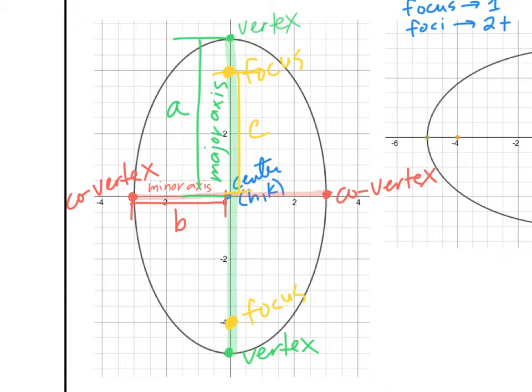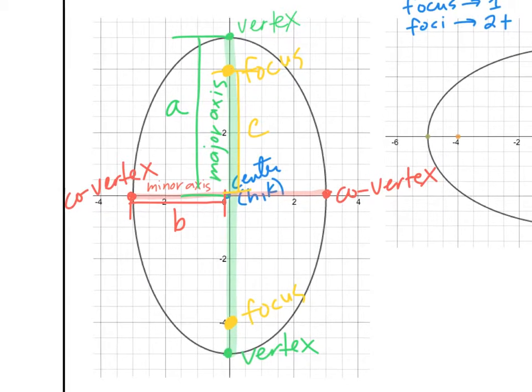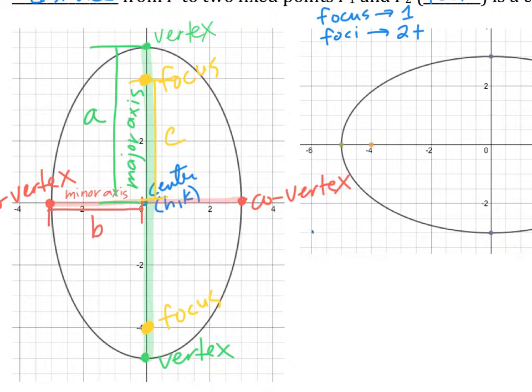You guys okay so far? Okay, so let's go ahead and have you label the one on the right. What you want to do is label vertex V, co-vertex COV, F is foci, and then A, B, C. Oh, sorry, and center. Okay, so label those 7 things.